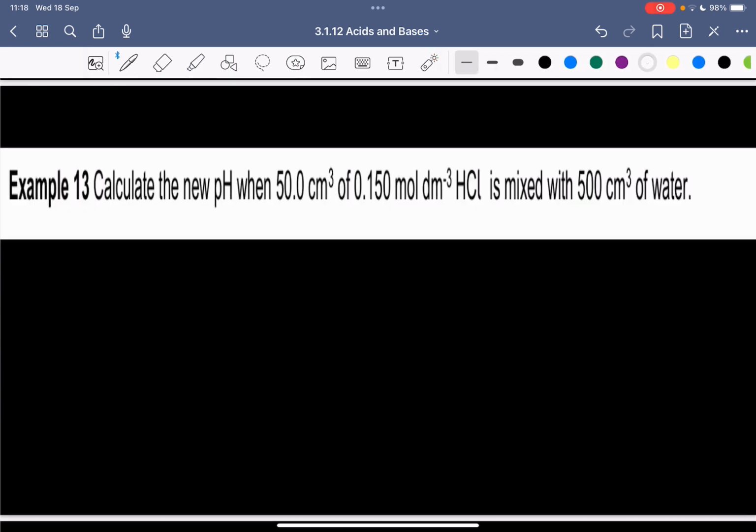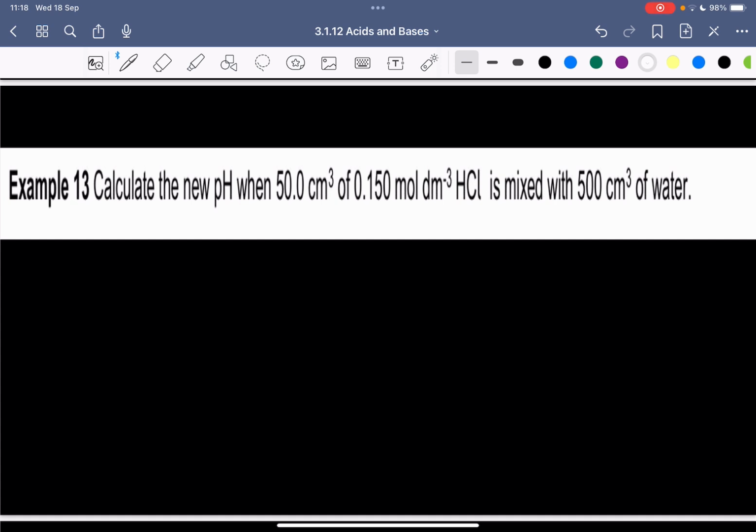Alright, here's an example for you guys to try. Pause the video, try it yourselves, and play to see the working out. Alright, so me personally, I like to do the original formula. I don't really like to use the rearranged one, because I think it's simpler just to think old times old equals new times new.